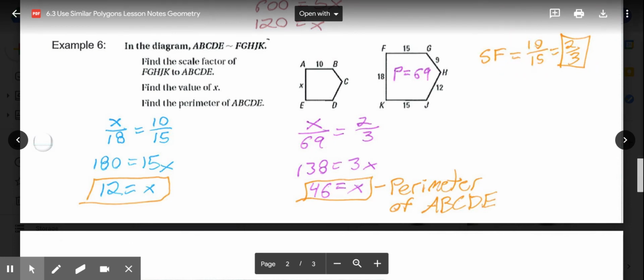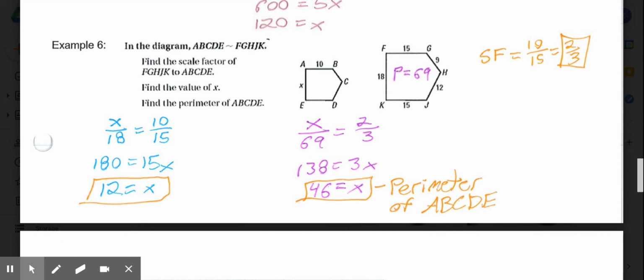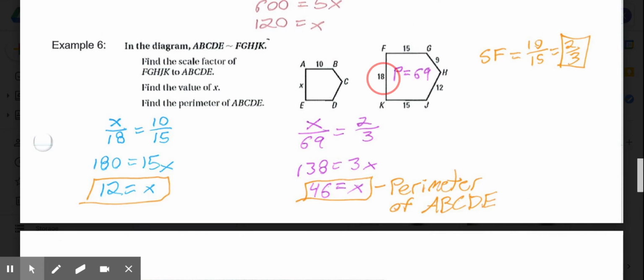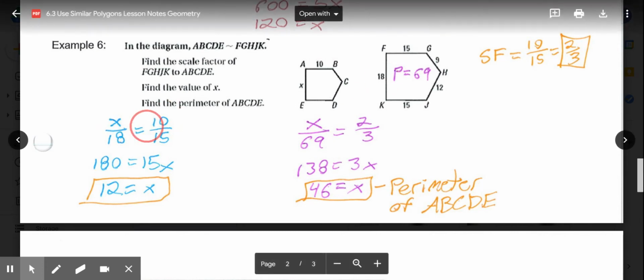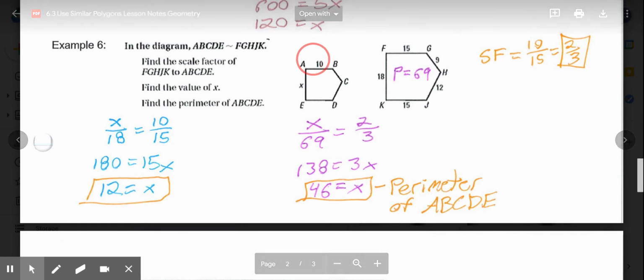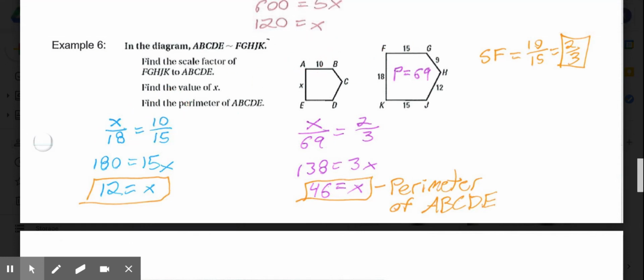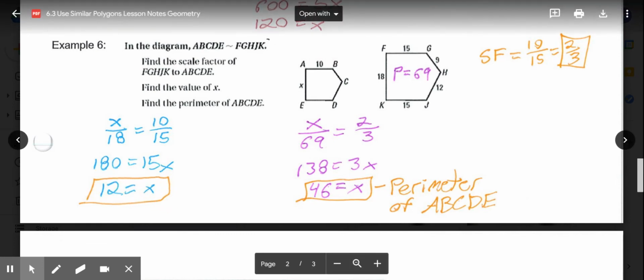Then it asks us to find the value of x. Well, in this case, if I took the x here, that corresponds with 18. So I'd have x over 18 equals, and then I'd use the 10 here, 15 here, 10 over 15. Cross multiply and divide, we get x to equal 12.